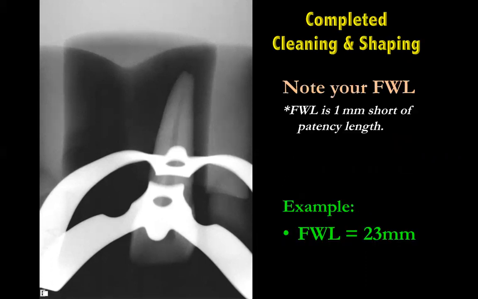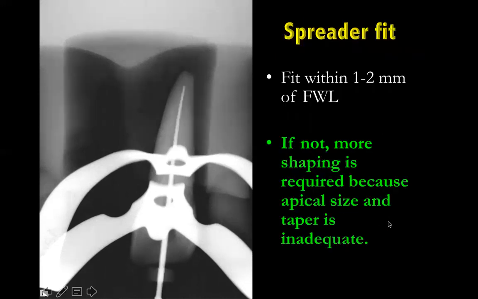We have the final working length, and this has to be shorter 0.5 to 1 millimeters from the radiographic apex. Now, in this case, we have a working length of 23 millimeters. Just remember this is 23 millimeters, right? Then the spreader is adjusted at a length of probably 1 millimeter short, that is probably 22 millimeters.